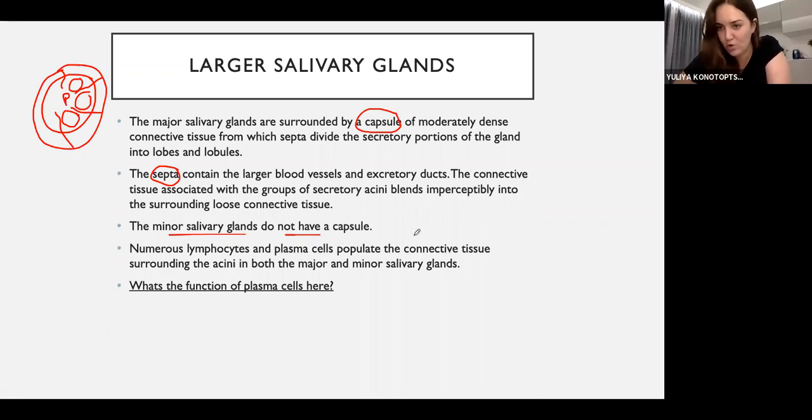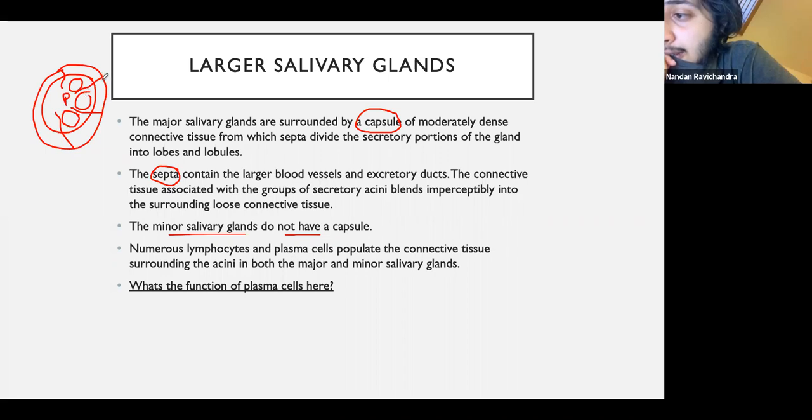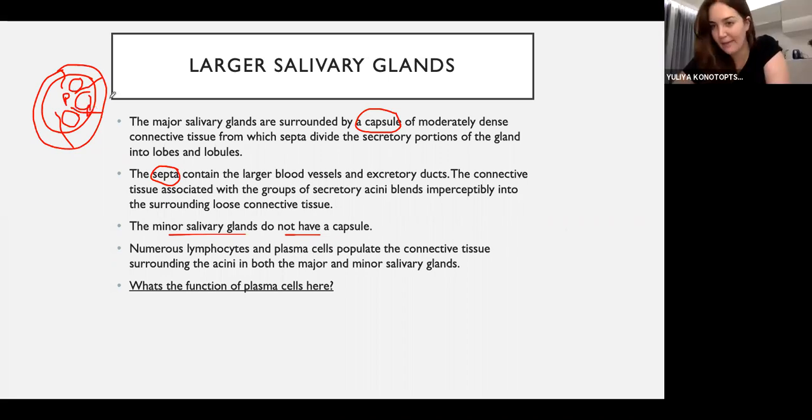Do you understand how the lobules came? How did the lobules appear? From a capsule. What are those lines? Septa, very good. Septa come out from the capsule. So this is the capsule, and those lines are the septa. Those septa come into the parotid gland and divide it into the little tiny lobules.